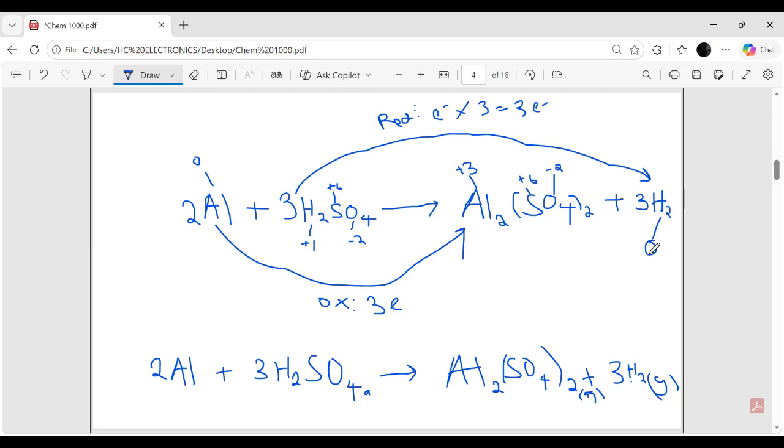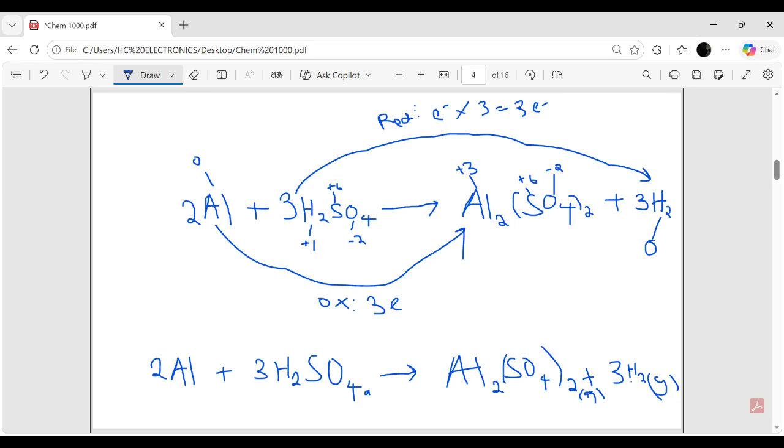To 0. Okay, so this one has undergone reduction. Then for aluminium, it has moved from 0 to +3. So because of that, aluminium has undergone what? Oxidation. So these oxidation states, for some of them, they are going to be equal. Then for some, they are going to be different because they will be identifying whether this compound or this reaction is undergoing oxidation or reduction.